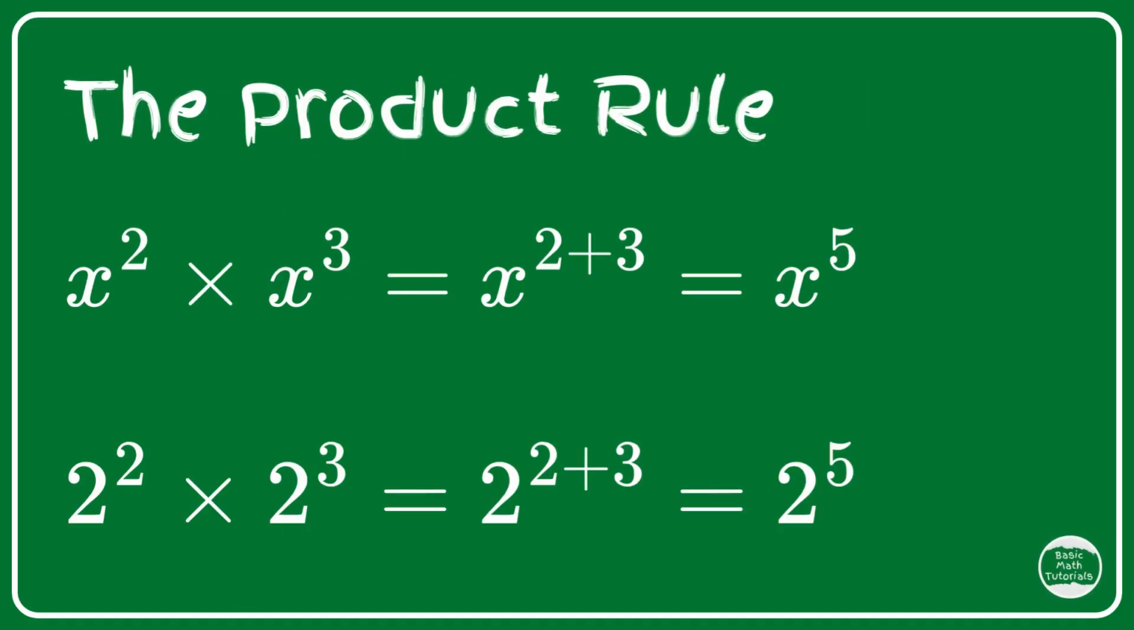First up, the product rule. When you multiply terms with the same base, you just add their exponents. So x raised to 2 times x raised to 3 equals x raised to 2 plus 3, which is x raised to 5.